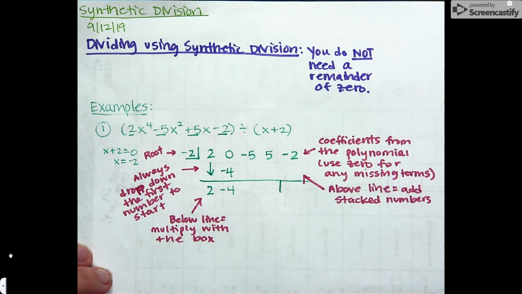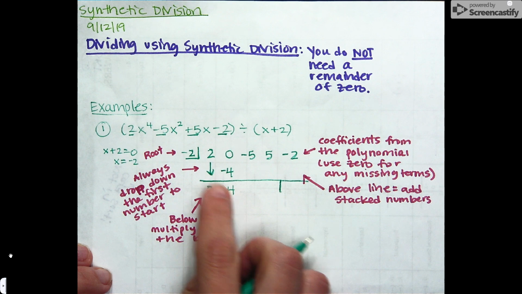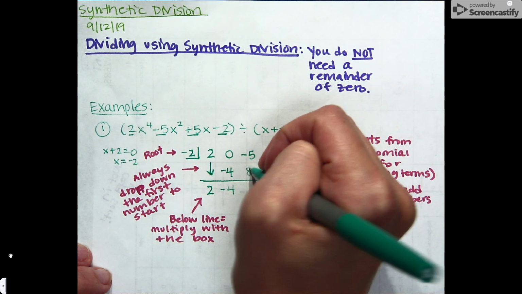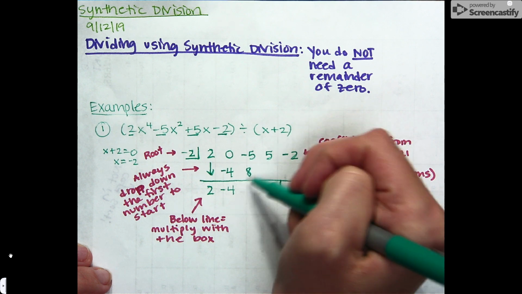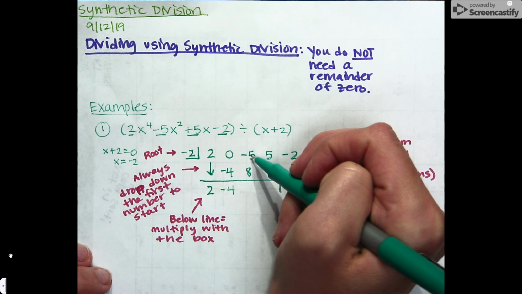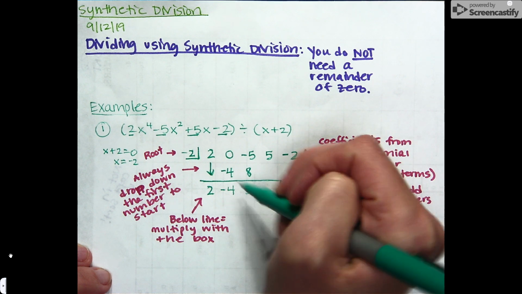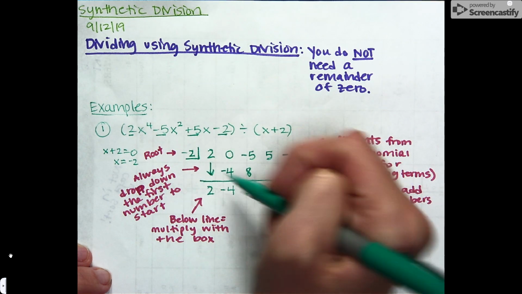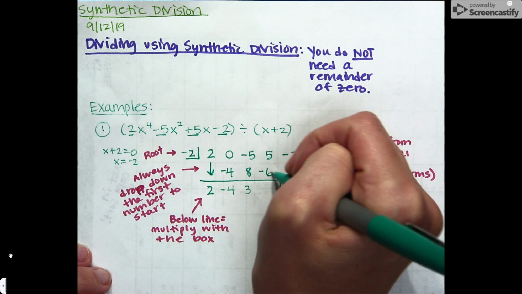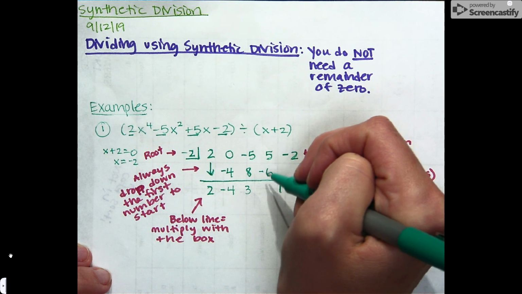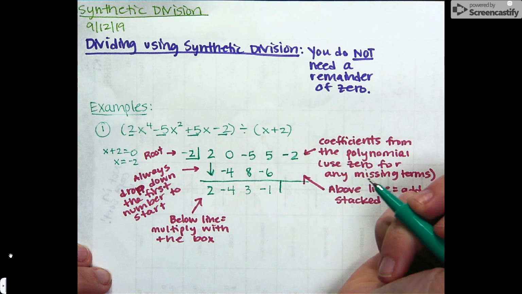And then this becomes rinse and repeat. So when you're below the line, I'm going to multiply with the box. So -4 times -2 is +8. Above the line, I'm going to add. So -5 plus 8 is 3. Below the line, multiply with the box. 3 times -2 is -6. Above the line, add. 5 plus -6 is -1.